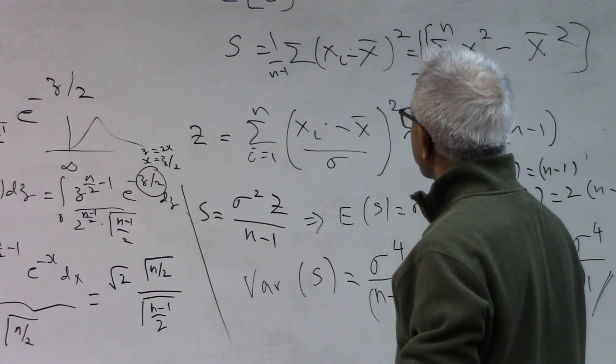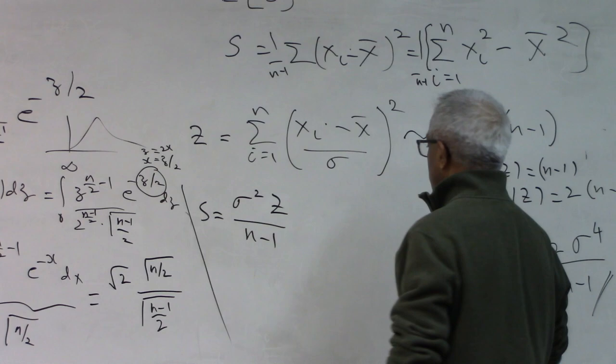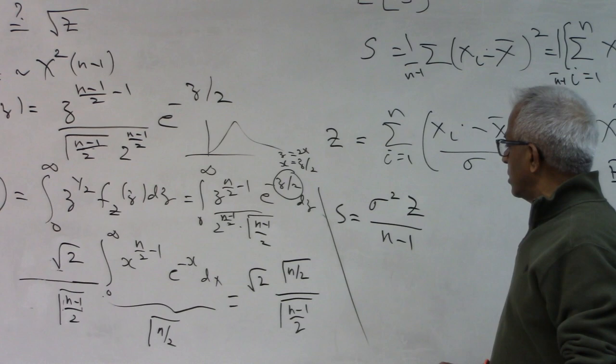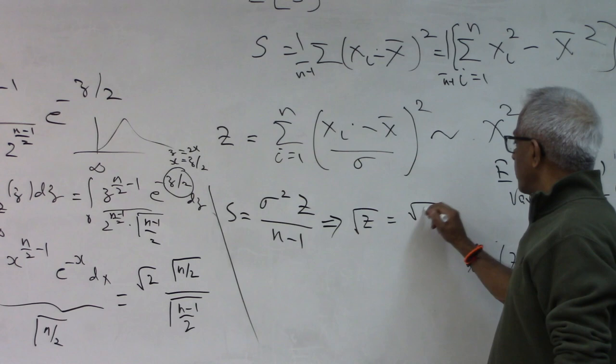So where is the relation between z and x? Yeah, it's right here. So look here. We got the expected value of z here. So let's see what's the expected value of, so let me substitute it. Square root of z is square root of n minus 1 multiplied by square root of s over sigma.